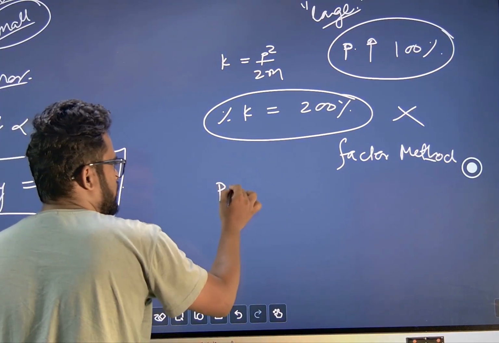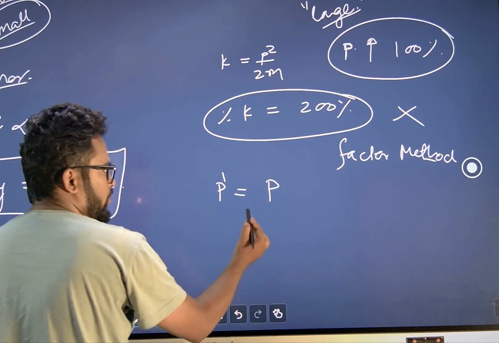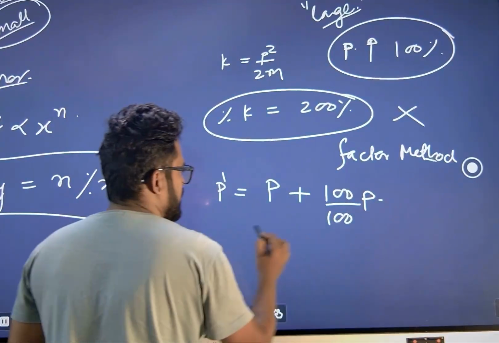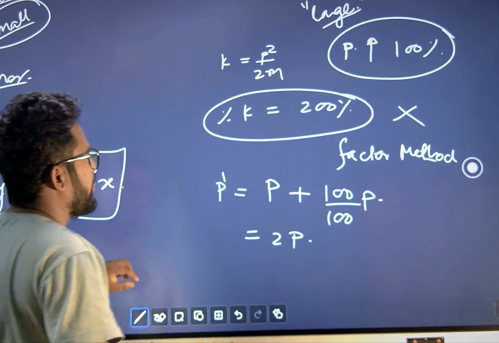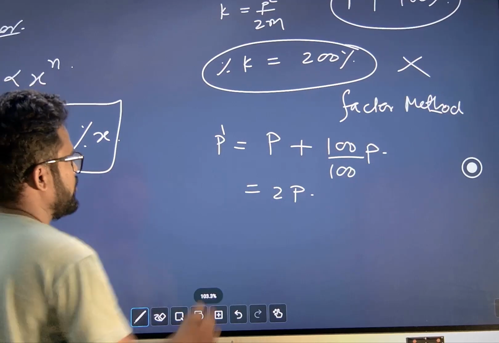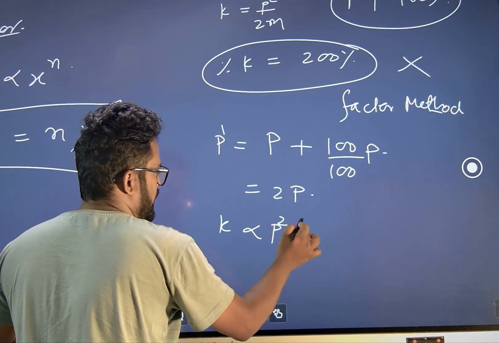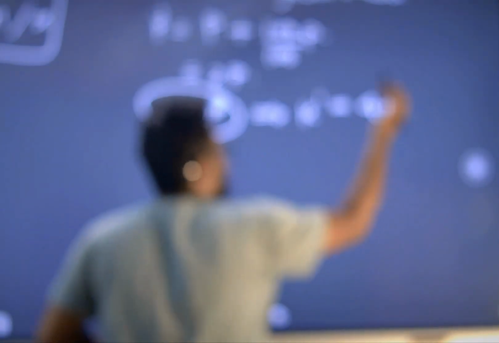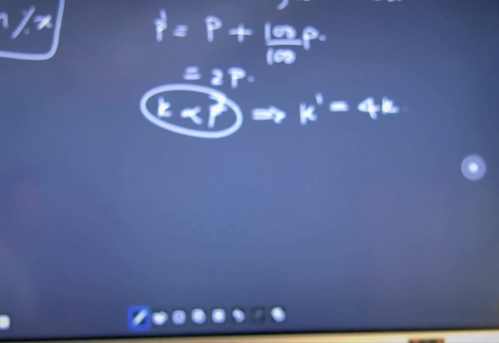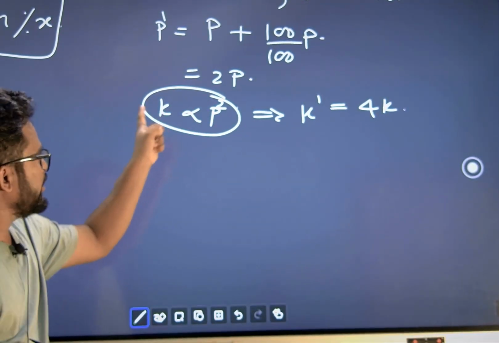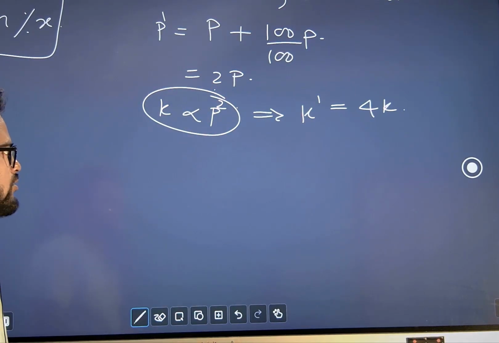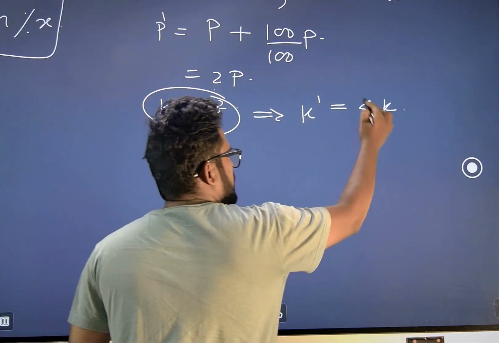Momentum increased by how much? 100%. So initial momentum was p, increased means plus, 100% means 100 by 100 of the p. So it would become how much? 2p. Momentum becomes 2 times. Kinetic energy is proportional to what? Momentum square. Momentum becomes 2 times, so kinetic energy would become how many times? 4 times. Momentum 2 times, kinetic energy proportional to p square, so it is equal to 2 square. Kinetic energy would become how many times? 4 times.